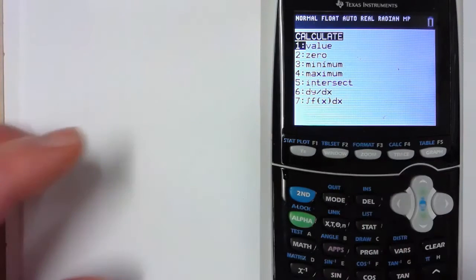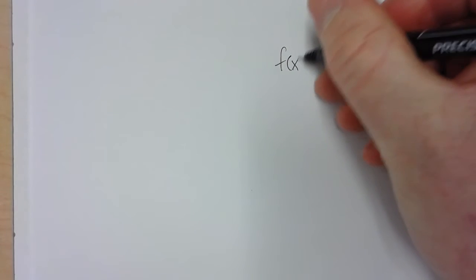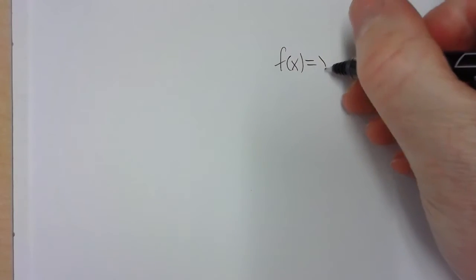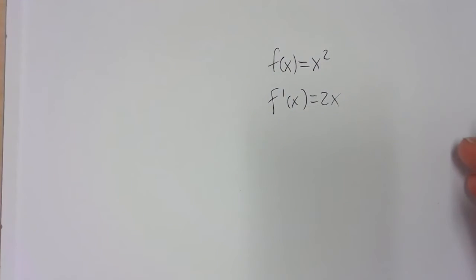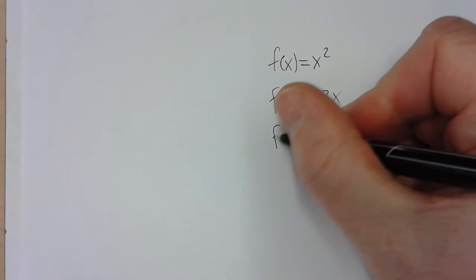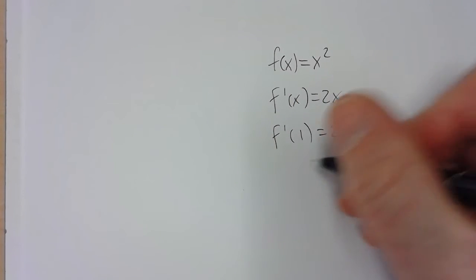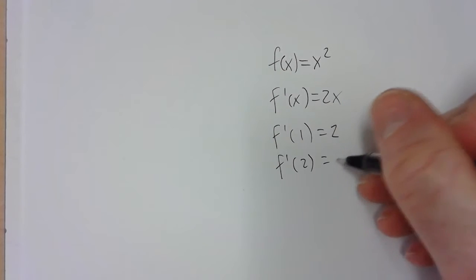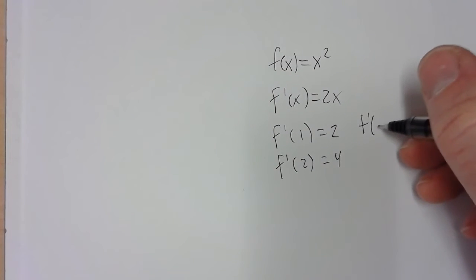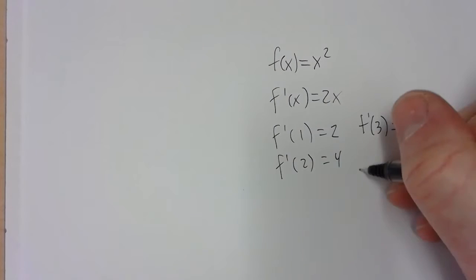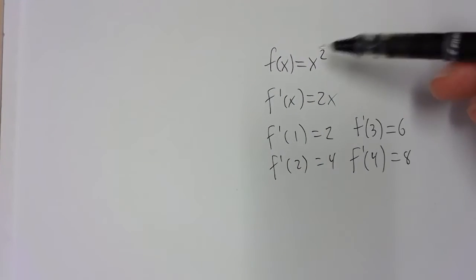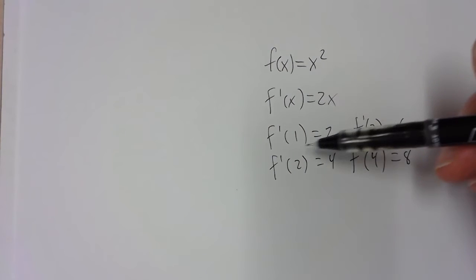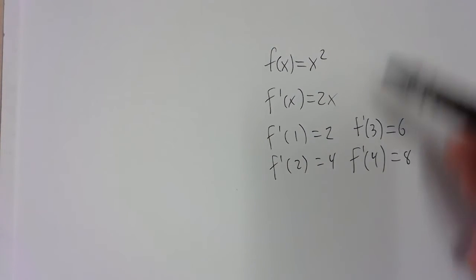All right, so here we go. My function is just f of x equals x squared. So the derivative would be 2x. Now I can plug numbers in. F prime of 1 would equal 2. F prime of 2 would equal 4. F prime of 3 would equal 6. F prime of 4 would equal 8. So that would be getting the derivative of all these. There's the derivative, plugging 1 into the derivative, 2, and all that kind of stuff. Well, the calculator will do that for us.